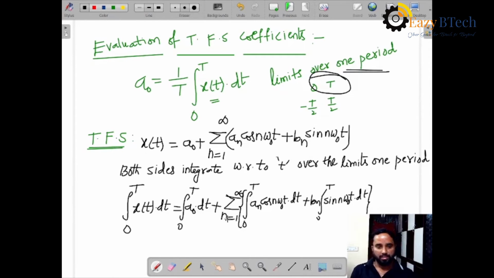If you evaluate it, if you simplify it, integration 0 to T means over one period or one time period. The integration of cos over one time period is 0, and similarly sine is also 0. So only this term remains, and on the left side we have the integral 0 to T of x(t).